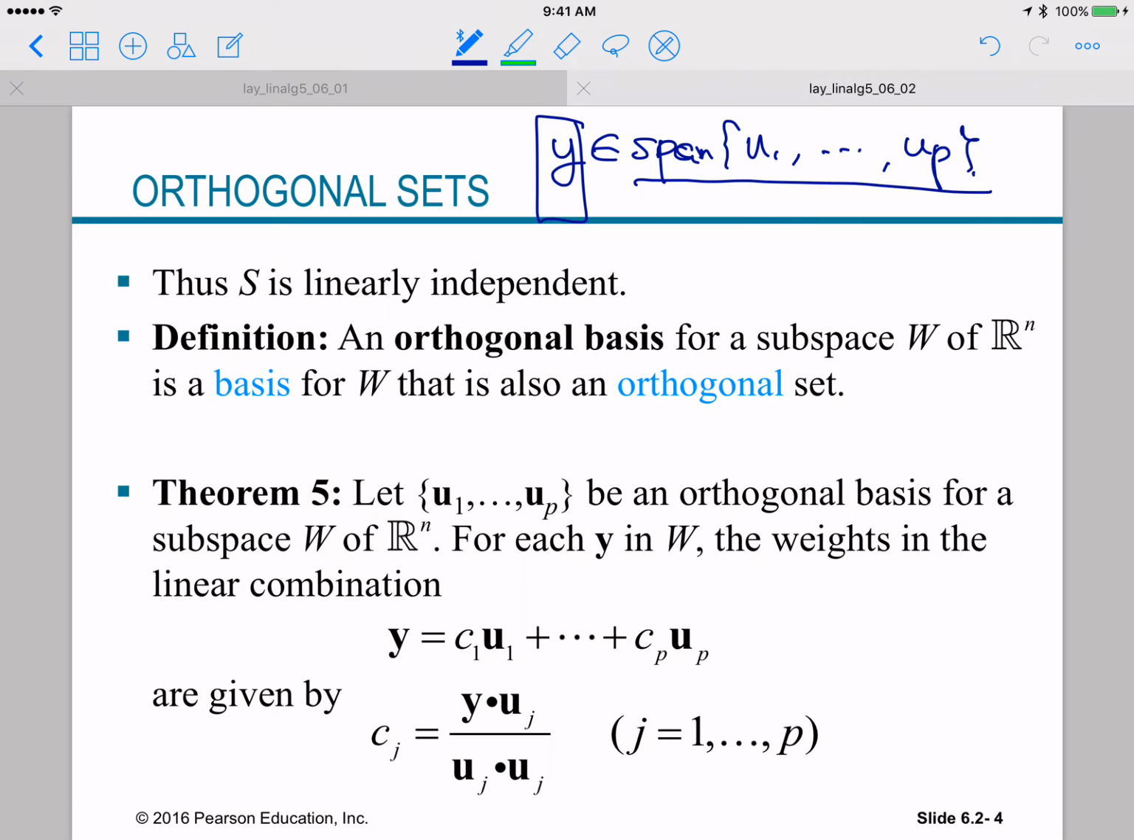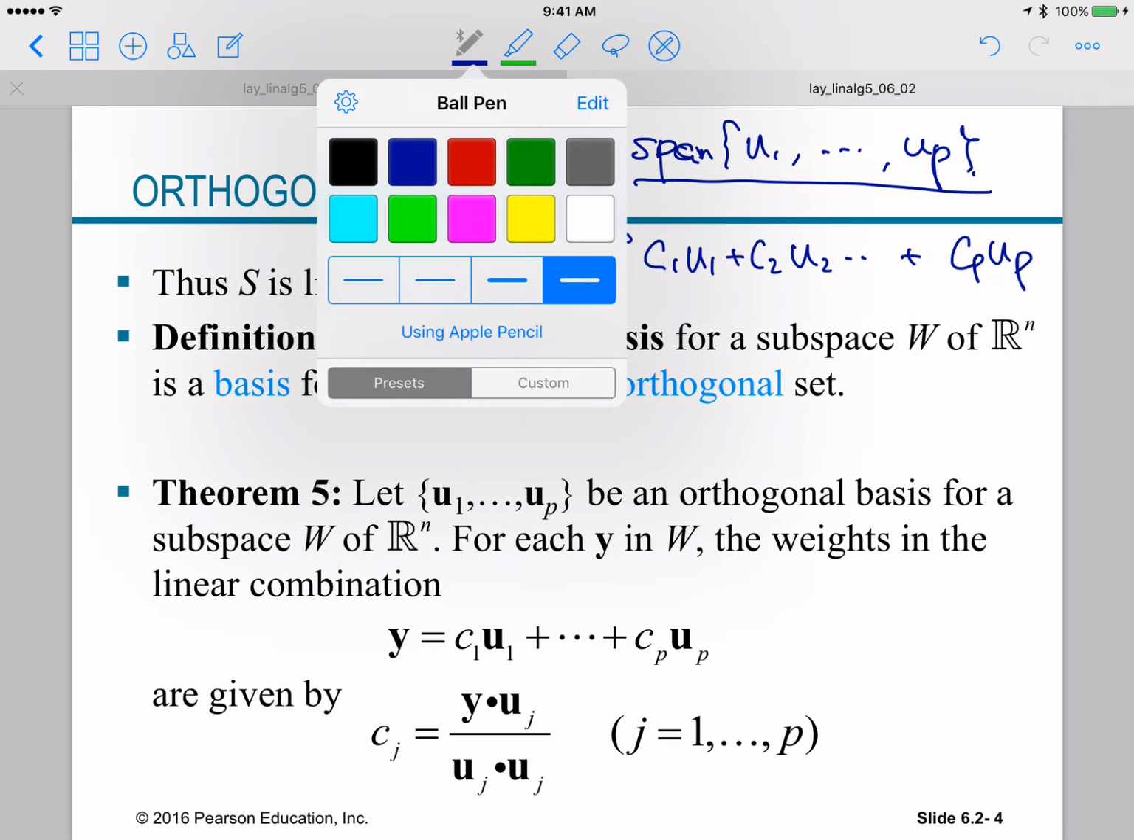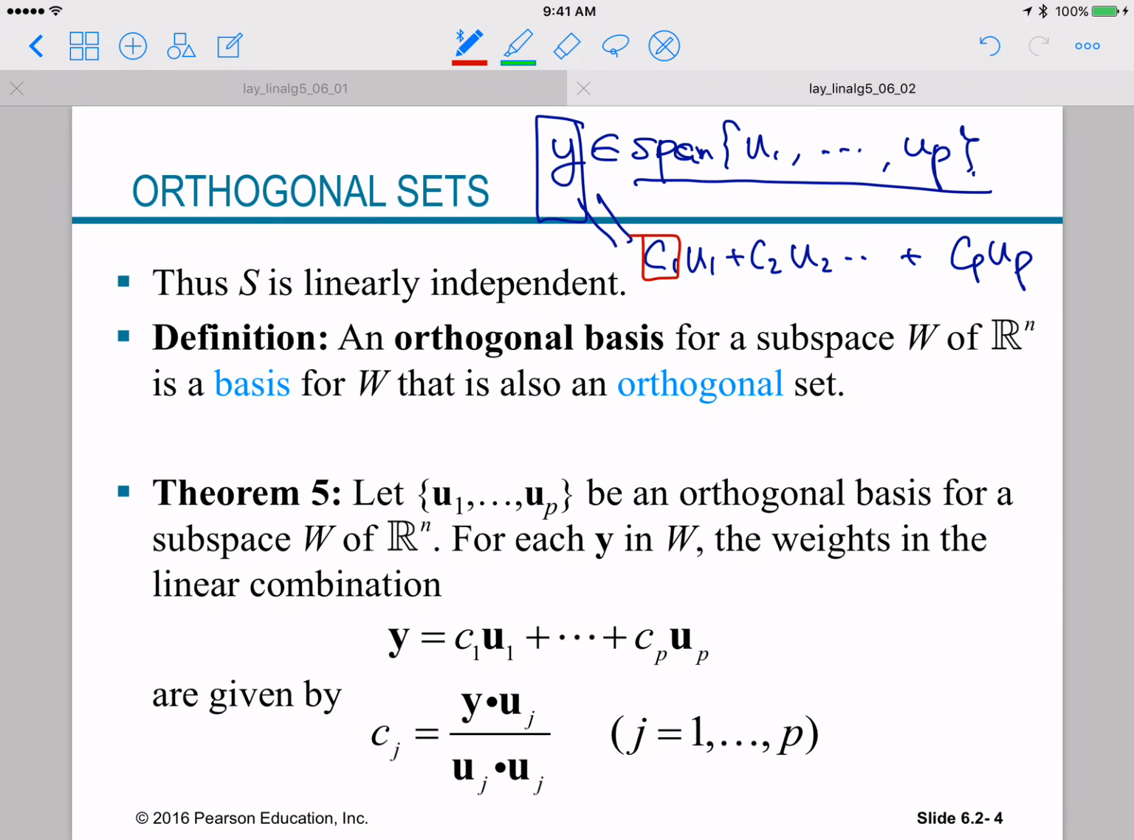Then this y should be, if we think about the vector equation, c1 u1 plus c2 u2 through cp up, which is the linear combination of those basis vectors u1 through up. Then what is this c1 through cp? How can we solve this?